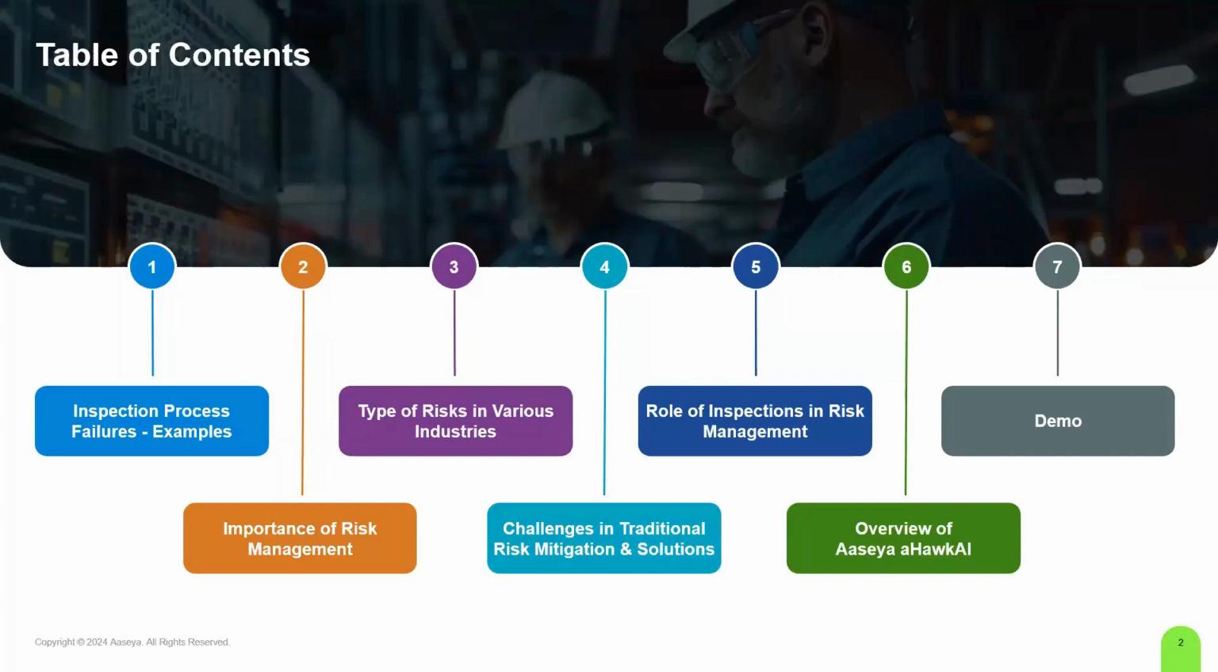We shall be covering these topics in our presentation today. 1. Inspection process failures, examples. 2. The importance of risk management. 3. The types of risks in various industries. 4. Challenges in traditional risk mitigation and the solutions thereof. 5. Role of inspections in risk management. 6. An overview of Aaseya AHOC AI. And 7. A demo of the Aaseya AHOC AI. Let's move on to the next slide.